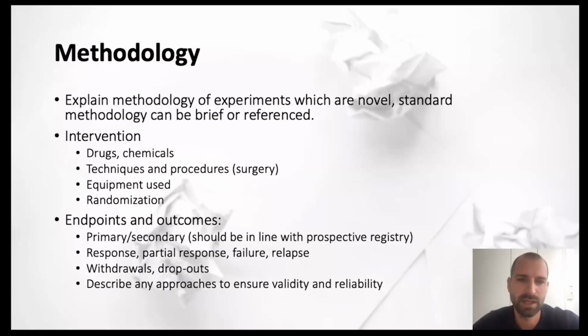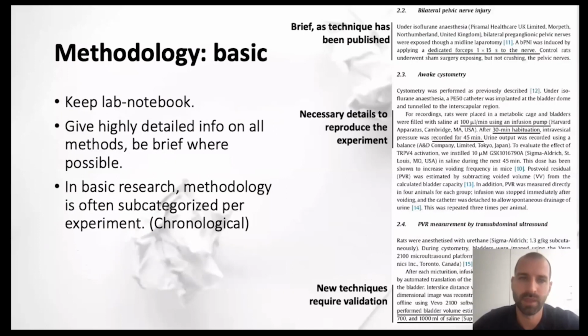The intervention and the endpoints and outcomes need to be clarified. In new experiments, and this is particularly important for basic and translational research, you should always validate your approach and describe the details of the experiment in such detail that they are actually reproducible. And again, you can use supplementary materials for this. If you're in basic or translational science, please be aware that you need to keep a lab notebook to be exactly precise in what you have done in your experiments and give highly detailed info.